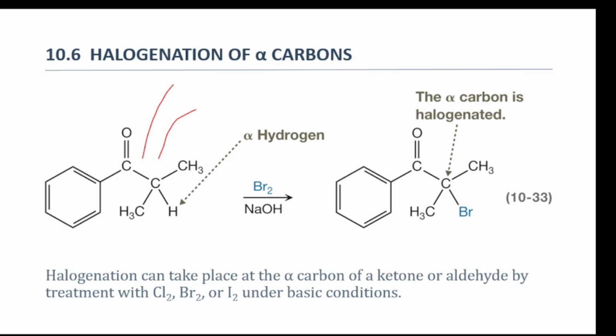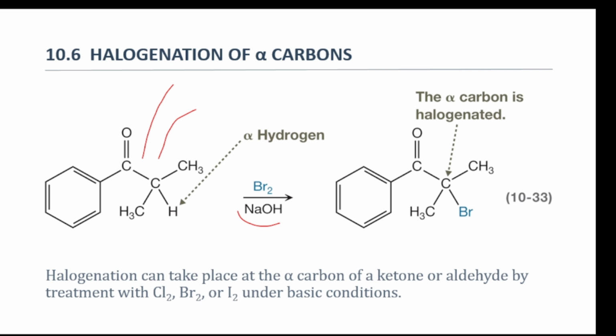And so what we're going to see here is a halogenation. We're going to target specifically the alpha carbon, the next one over. The reaction conditions for this are going to be Br2 in NaOH. So what sort of conditions do we have? We're basic, and we have Br2 available, right?